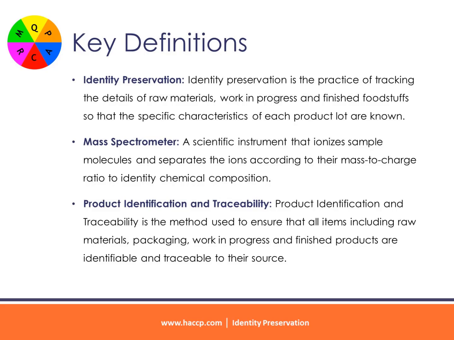Product identification and traceability. Product identification and traceability is the method used to ensure that all items including raw materials, packaging, work in progress and finished products are identifiable and traceable to their source.